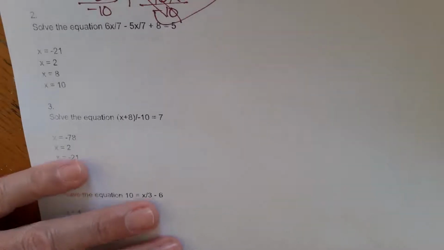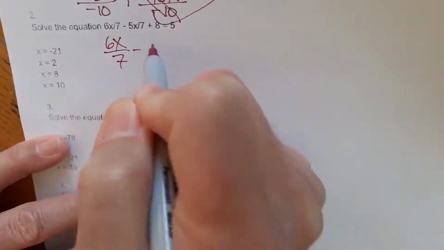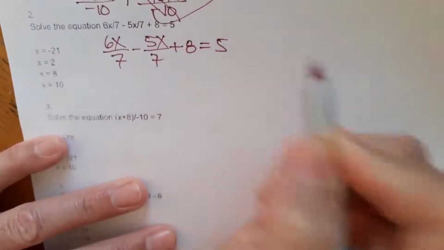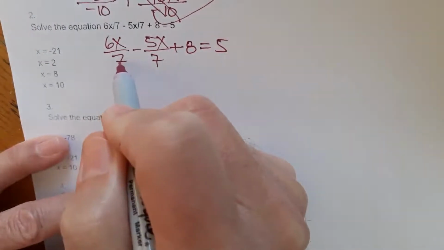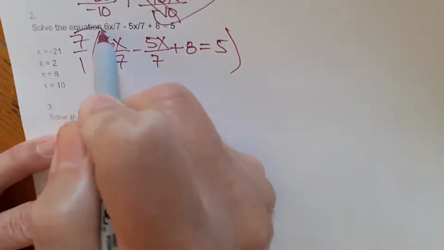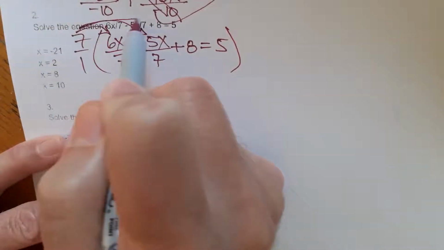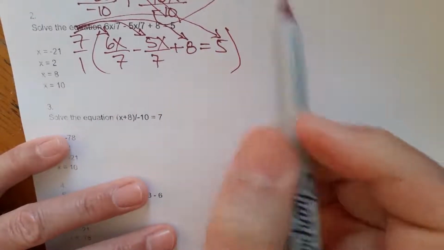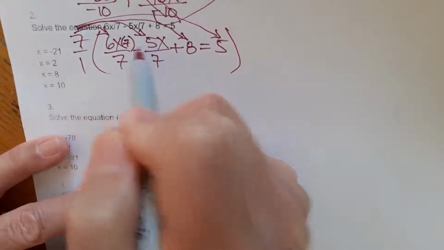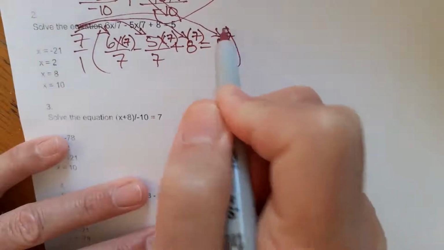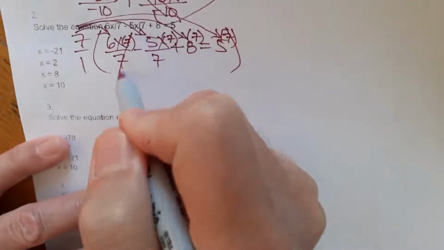Multiple step just means we're doing several steps to solve the equation. We've got 6x divided by 7 minus 5x divided by 7 plus 8 equals 5. Well, I don't like these denominators of 7. I can multiply this entire thing by 7 over 1, and what that does is create this distribution setup where this gets multiplied by all the terms in the parentheses, which is the whole thing, 1, 2, 3, 4 terms here. So a 7 ends up being multiplied here, here, here, and here. Well, the 7 over 7 is 1, so that disappears.